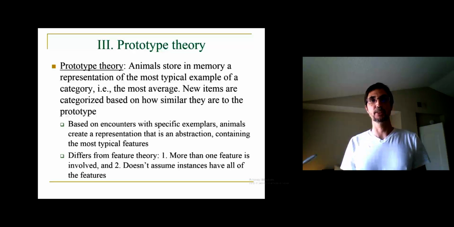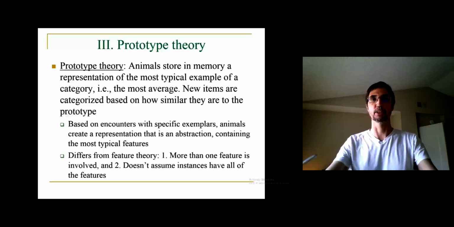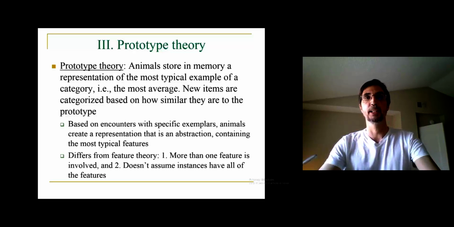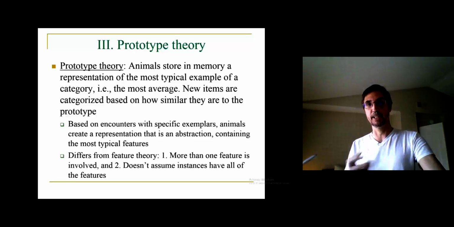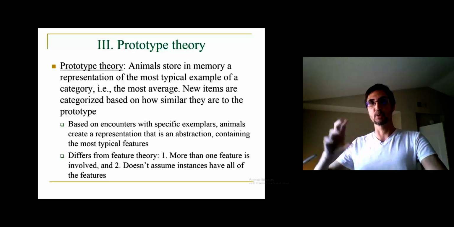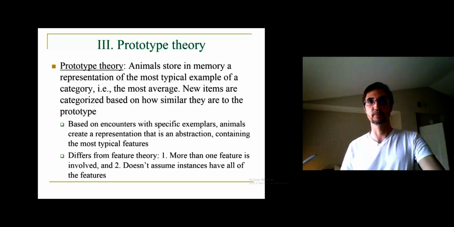So this theory also differs from the feature theory in a couple of ways. First of all, more than one feature is involved in their representation of a category. And second, it does not assume that all members of categories have the same features. Right? So some items may have some features while other items may have other features. All that matters is that they have some of those features in order to be included in the category.